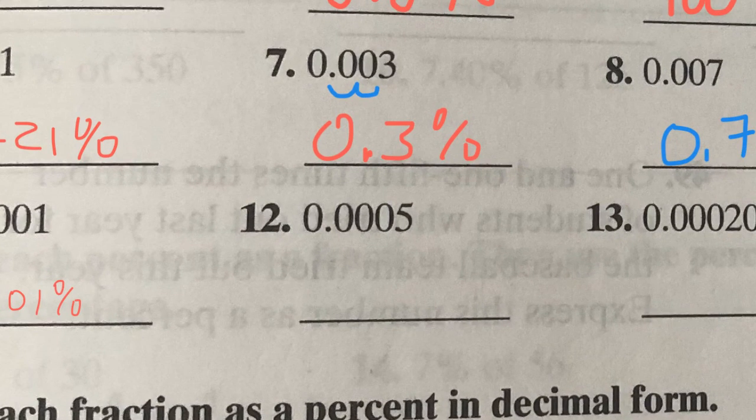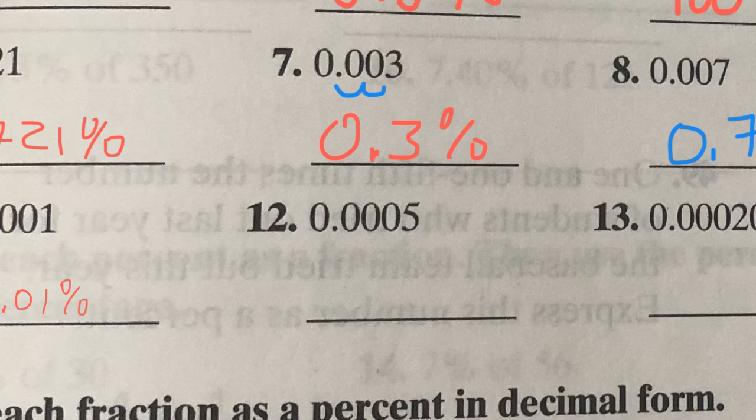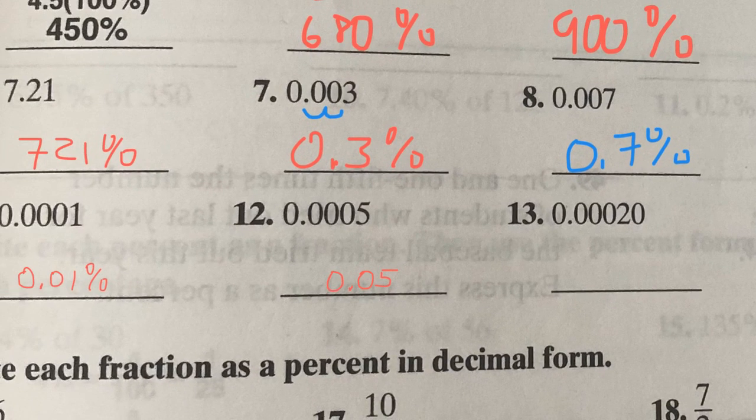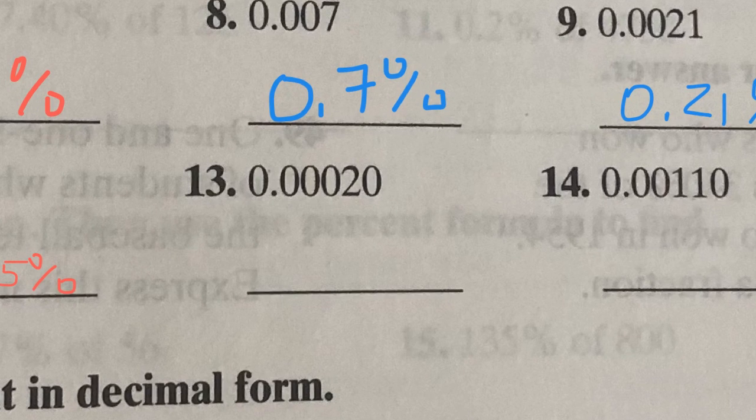This one would become 0.05% after moving the decimal twice to the right. Let's not forget the percent symbol. This one would become 0.02%. Now, they put a 0 after this too.